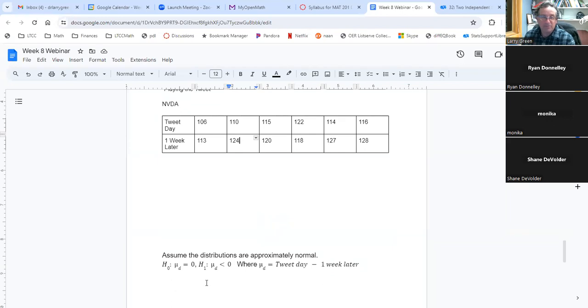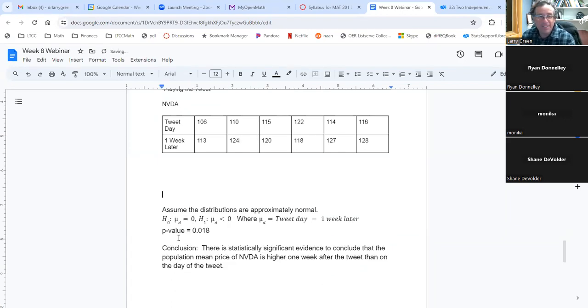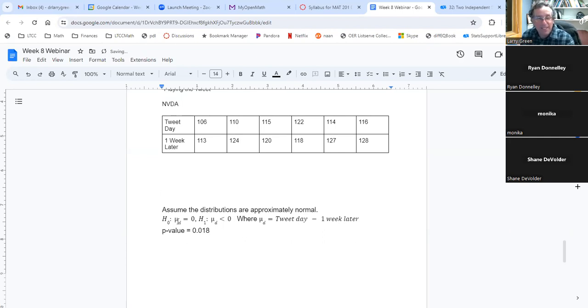So here's the thing. Let's write down H naught and H1. So H naught is mu sub d equals zero. So this is different than we've seen before. The letter d here stands for difference. The mean difference is zero, which is the same thing as saying nothing has changed in terms of the population mean difference.